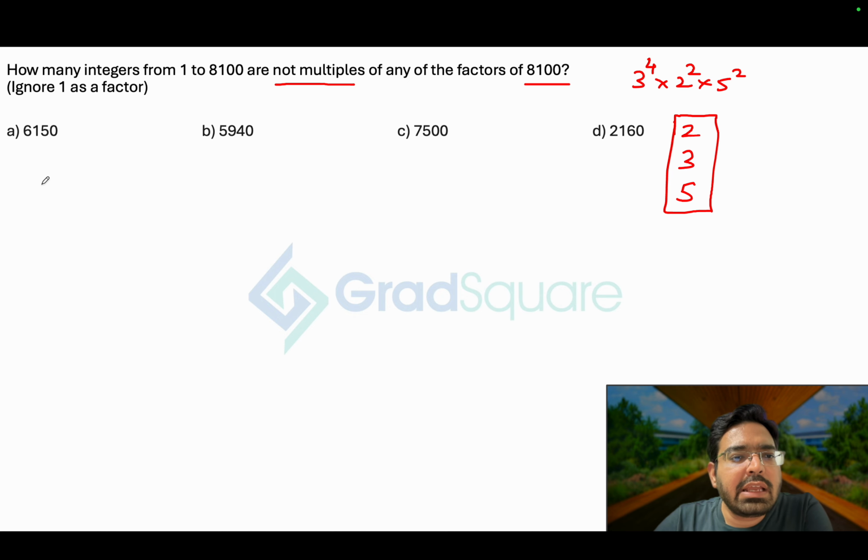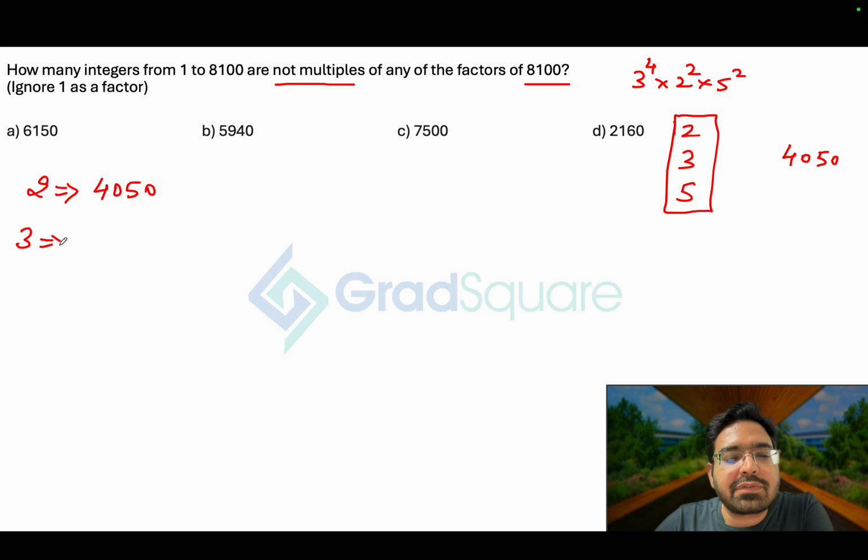Now, if you are looking at the multiples of 2, in the numbers from 1 to 8100, how many multiples of 2 will be there? There will be 4050 multiples of 2. All of those multiples need to be removed. So how many numbers am I removing as of now? 4050 multiples I'm removing as of now.